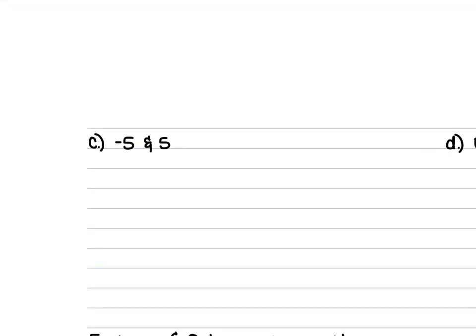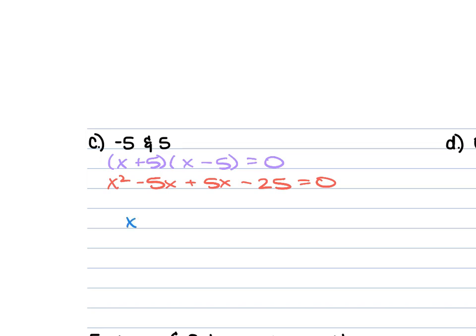For C, we have negative 5 and positive 5, so this is going to be x plus 5 times x minus 5 is equal to 0. We FOIL, we get x squared minus 5x plus 5x minus 25 is equal to 0. From here, you combine your like terms, so we have x squared minus 25 is equal to 0.